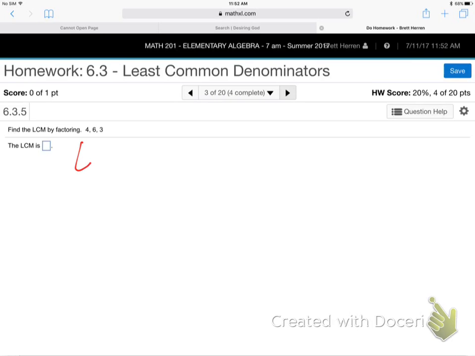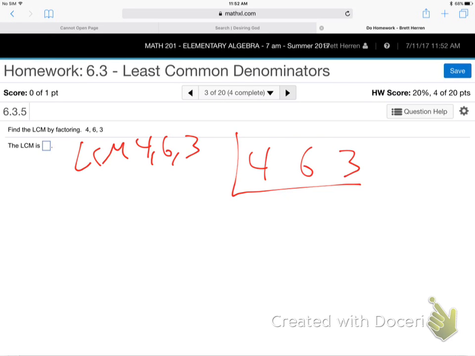So they want the LCM of 4, 6, and 3. So that means you put a box, you put 4, 6, and 3. Do the L box. And basically you do 2 numbers at a time. What can I put out here that 2 numbers will go into?